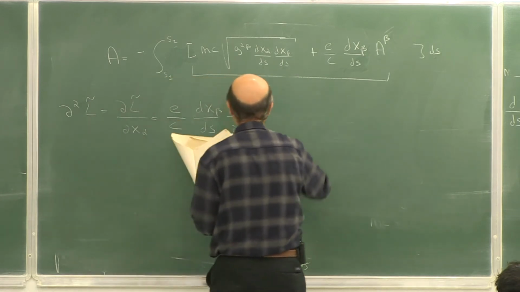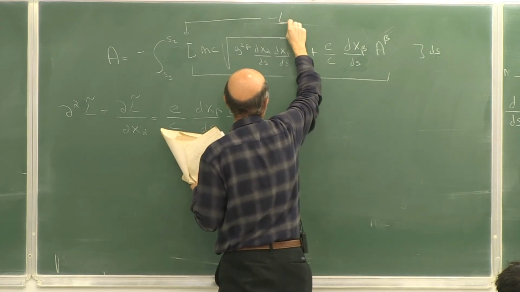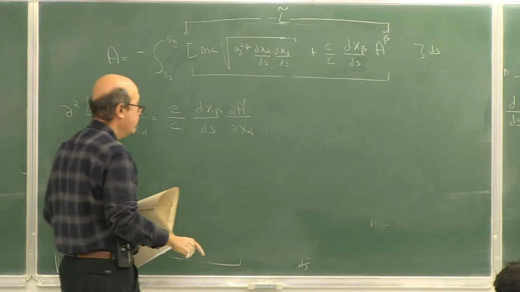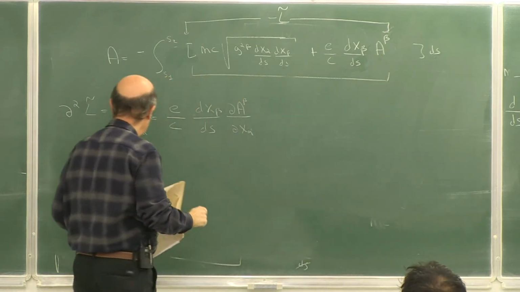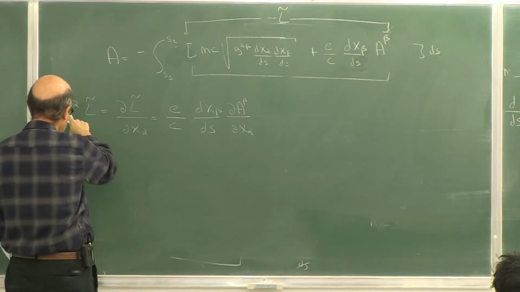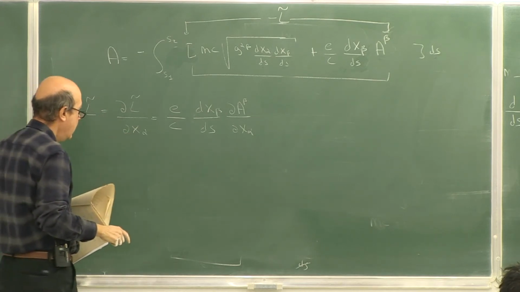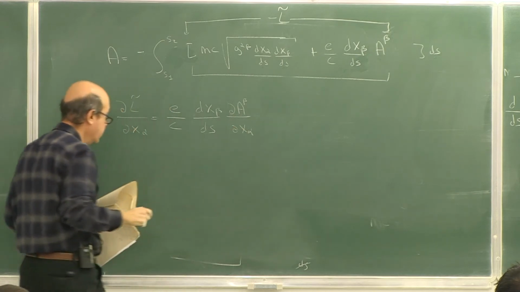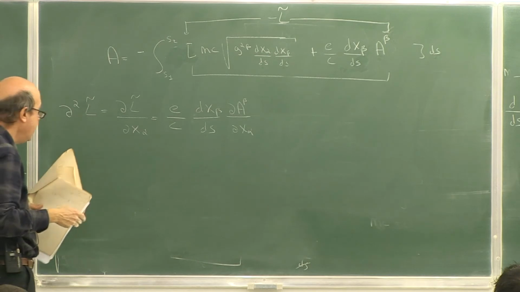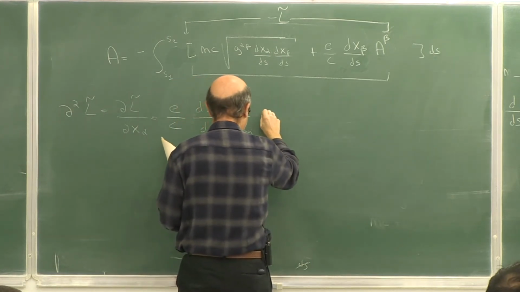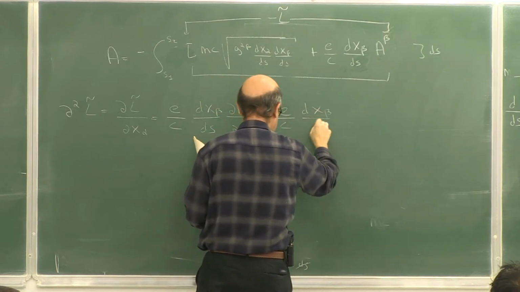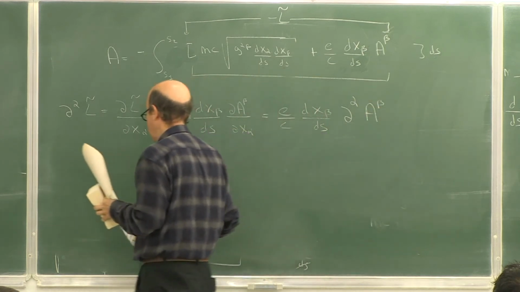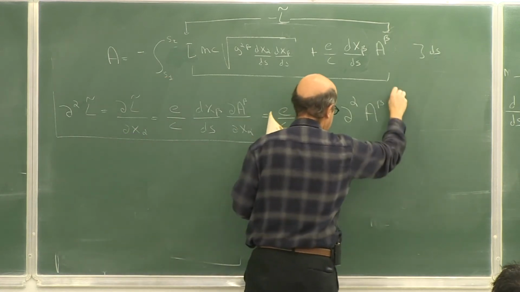Only the four-potential depends on the space and time coordinates. So this representation and that representation are the same, and therefore we have to take the derivative of the vector potential with respect to the coordinates of space-time, and that could be expressed as e over c, dx beta over ds, del alpha A beta. So this part we will use in the earlier Lagrange equation.